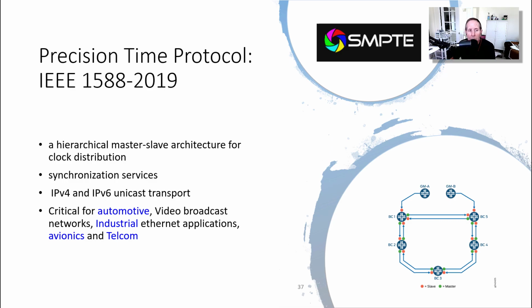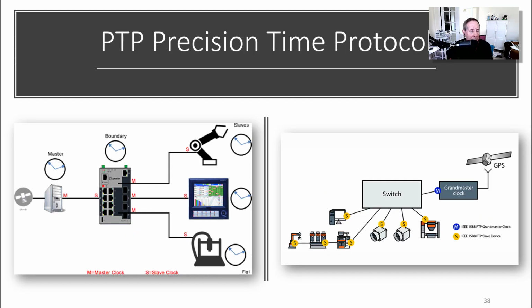It allows synchronizing services. It can be carried by IP version 4 or IP version 6, unicast transport. It's critical for automotive, video broadcasting networks, industrial Ethernet applications, avionics, and telecom. This precision protocol is used and is very important in high-speed robotics in the industrial manufacturing arena and video broadcasting.